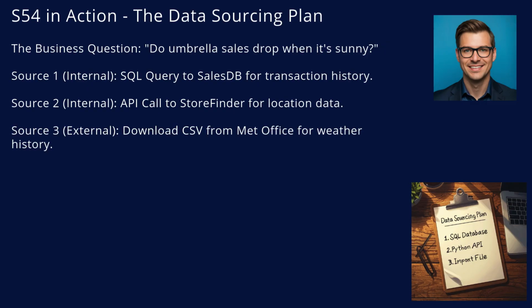Second, the extraction method plan. You write it down. Step 1, use a SQL query for sales. Step 2, use a Python script for the store API. Step 3, download the weather CSV and import with Pandas. You have now taken a vague business question and turned it into a clear, logical, and predictable technical plan. You have created the clarity you need to proceed with confidence.